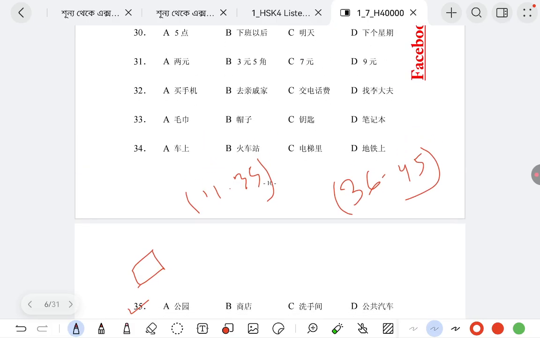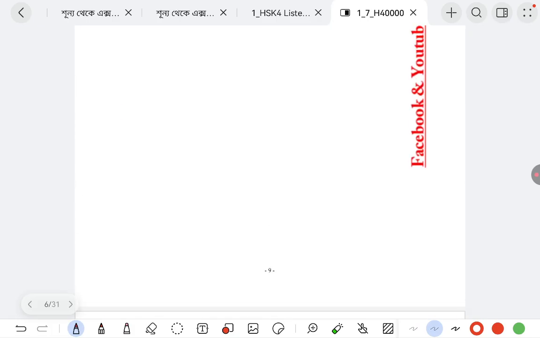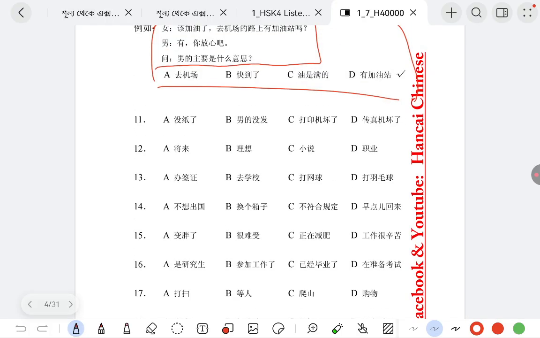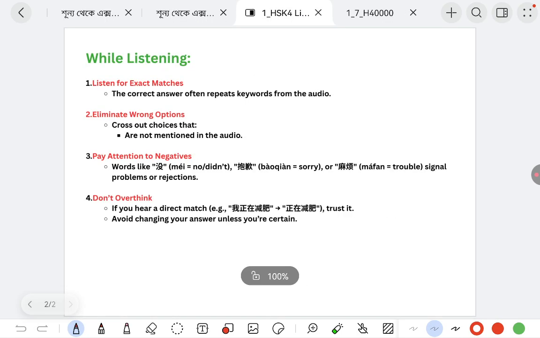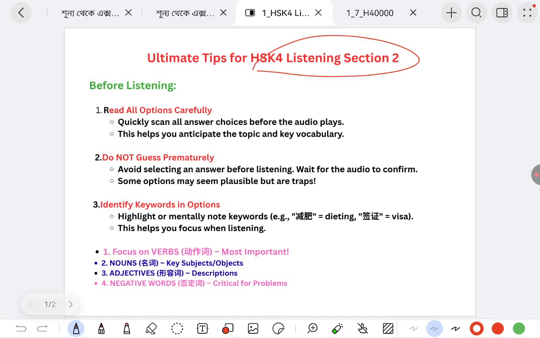Okay, so you understand what we are going to do today. And there are some important tips for you. Before listening to the audio, what you have to do, the first thing, you have to read all of the options carefully. This is important.